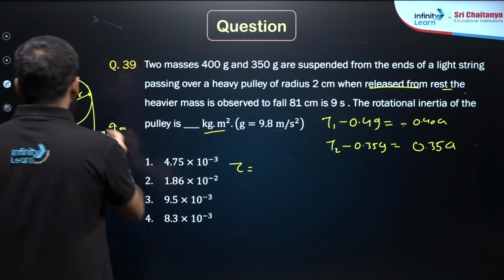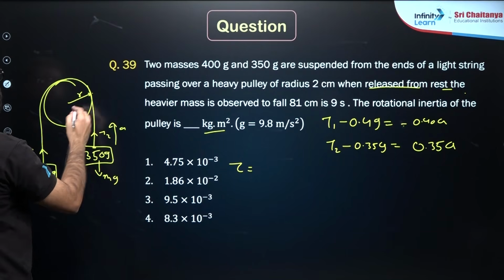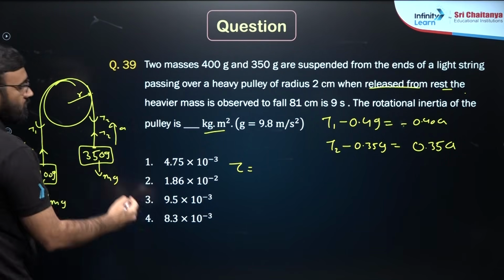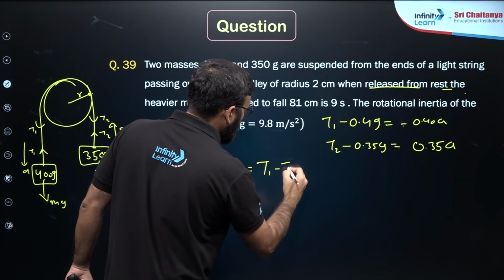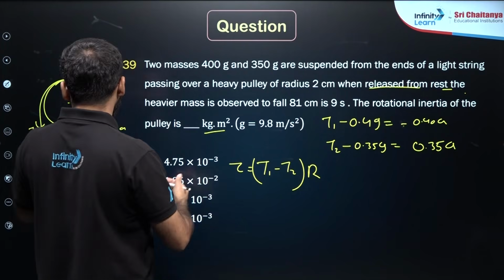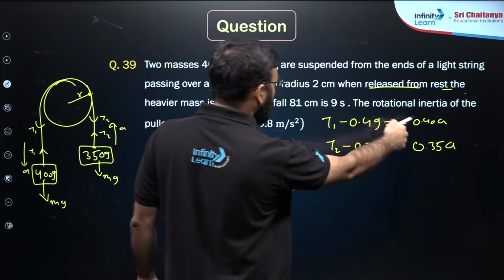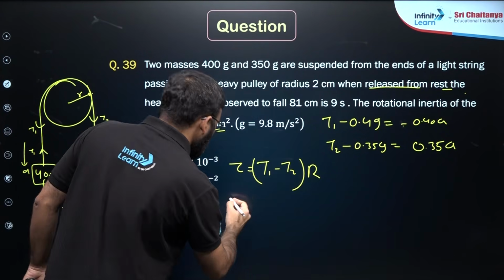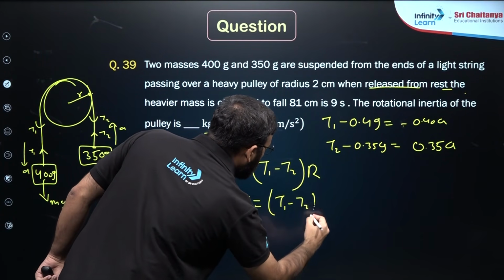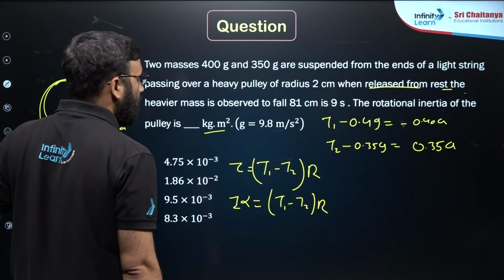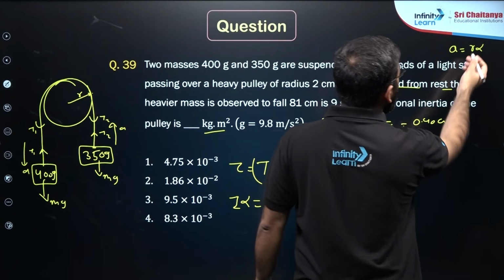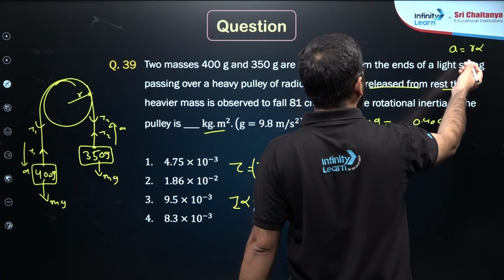So for this radius r, the torque we can consider here is tau, and due to this pulley the tensions are T1 and T2. So what is my force? T1 minus T2, and its distance is r, the radius is r. So T1 minus T2, this value you can put here, and tau equals I alpha equals (T1 minus T2) into r, and a equals r alpha. So alpha equals a upon r.